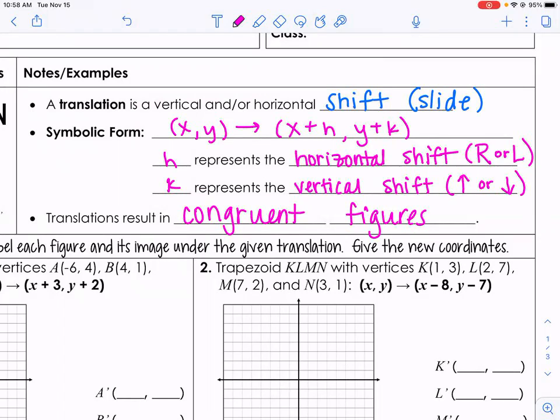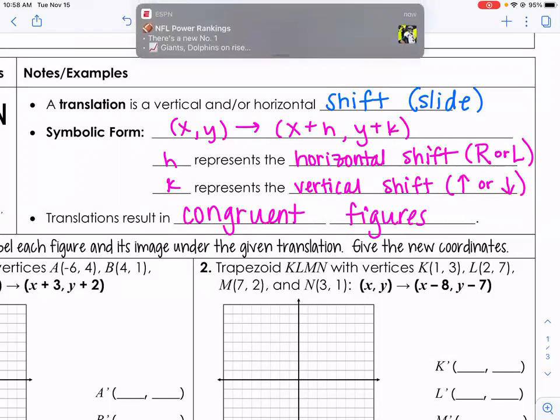Okay, so let's think about this. Yesterday, when we were graphing coordinates, the X coordinate told us to go right or left, and the Y coordinate tells us to go up or down. When we talk about a translation, this is our shift or our slide. It's telling us how far to slide to the right or left, because that's the X. This is telling us how far to slide up or down, because it's with the Y.